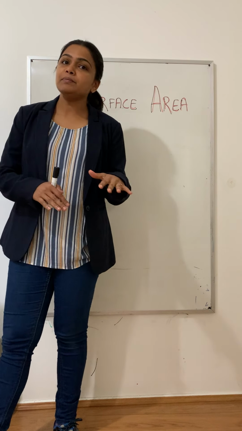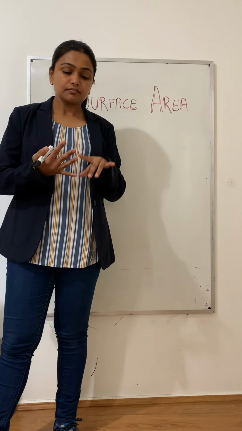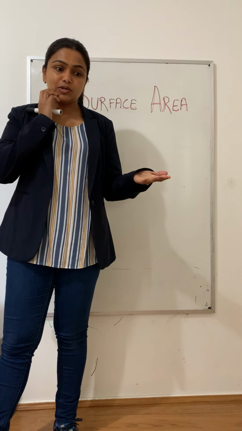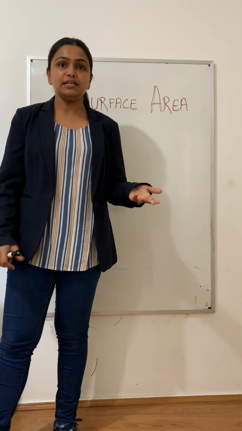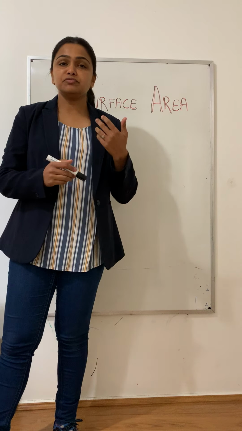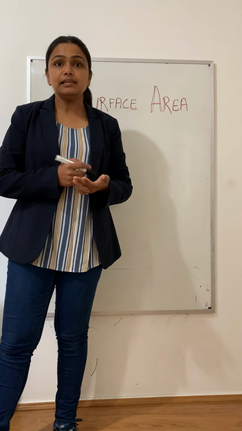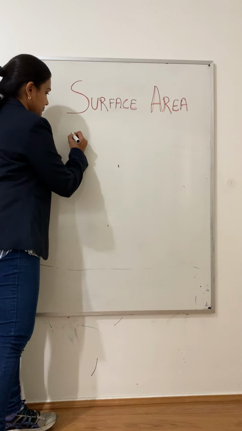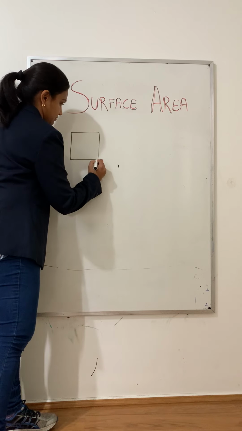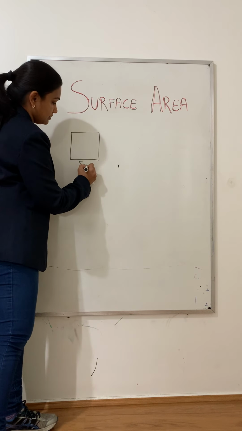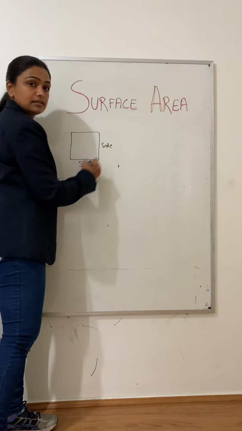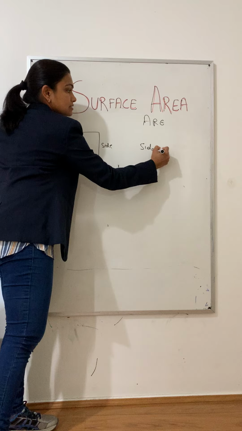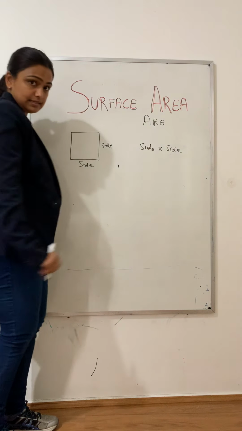So today in this video we will be learning about surface area of a cube, a rectangular prism and a triangular prism. Before starting to understand the surface area of these 3D objects, let's revise a little bit about how to find area of a square, a rectangle and a triangle. We all know that a square has all four sides equal. So this is a side and this is a side. Then area of a square is side times side.